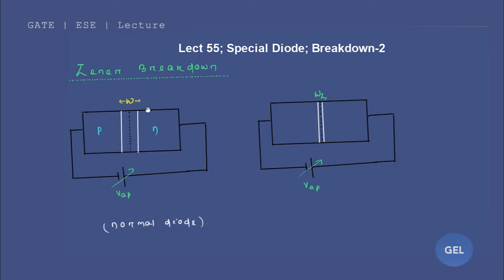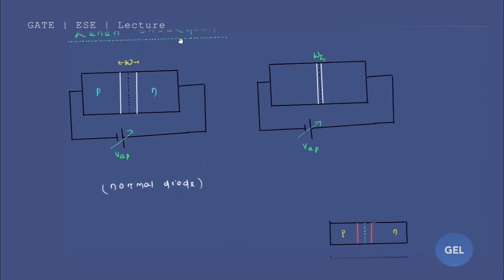Now look here carefully. To understand Zener breakdown, there are a couple of introductory points that I'm going to discuss with you before getting started with the Zener breakdown. In our normal diode case, this is your depletion width, this is your applied voltage, this is P-type, N-type, and this is your depletion layer. This is our normal diode.